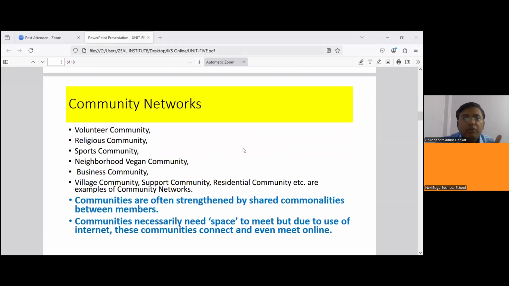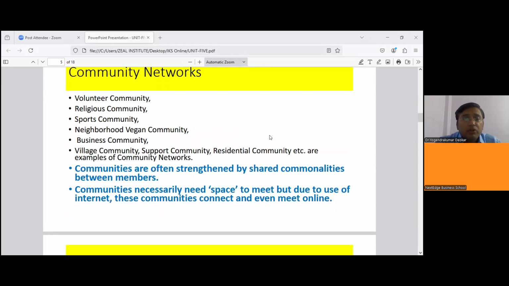While giving an example of community networks, from the examination point of view, a community network is where some people come together and work for the well-being of themselves and for society. So there are voluntary communities, religious communities like Hare Krishna, Hare Ram communities, sports communities like the Sports Authority of India. These are the communities: neighborhood communities, business communities, village communities.